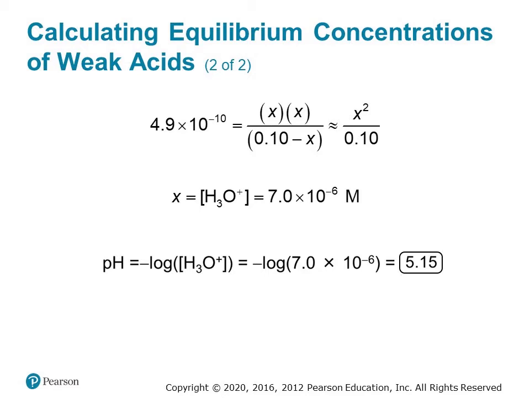The general rule is that if the x value we find is 5% of this initial concentration or less, we don't have to include x in the denominator. If we multiply both sides by 0.1 and then take the square root, we get x, which is equal to the hydronium ion concentration, which ends up being 7.0 times 10 to the minus 6 molar. Since this is less than 5% of 0.10, our approximation in the previous step was valid and we don't need to use the quadratic formula. Now that we know our hydronium concentration, we can use it to find the pH, which ends up being 5.15.